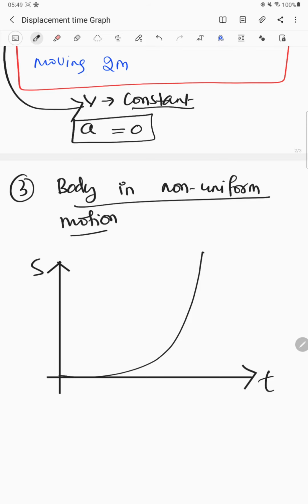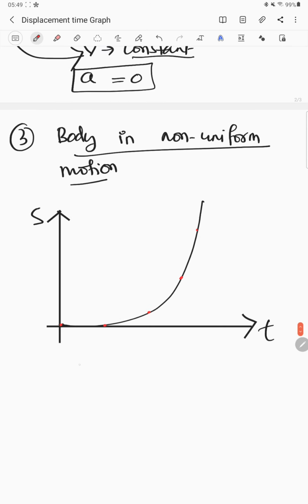Initially look at this, time has passed here, but displacement hasn't changed. But immediately displacement has changed. Suddenly it increased, it kept on increasing. So this is an example of non-uniform motion. Now what do you mean by non-uniform motion? I told you the definition of non-uniform motion.